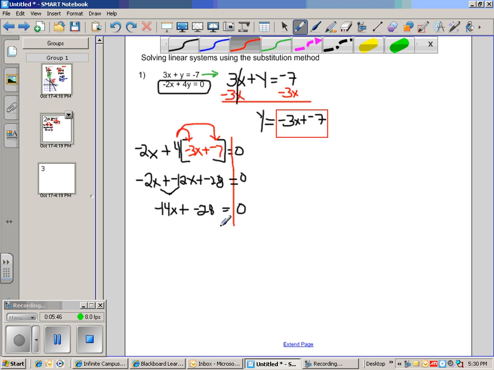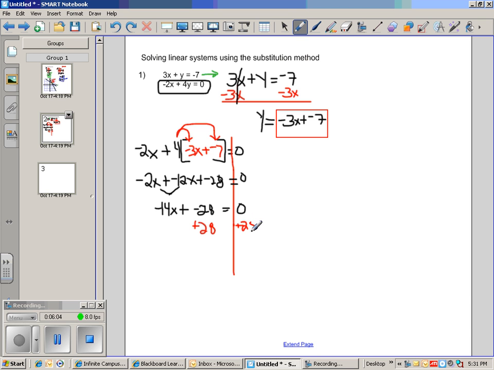When solving two-step algebra problems, you want to deal with the constant term first. We need to move this 28 over to the other side. It's a negative 28. So if I add 28 to both sides, the 28s are going to reduce down to 0. They cancel out. And what's left over is the negative 14x. 0 plus 28 over on the right side gives me a positive 28.